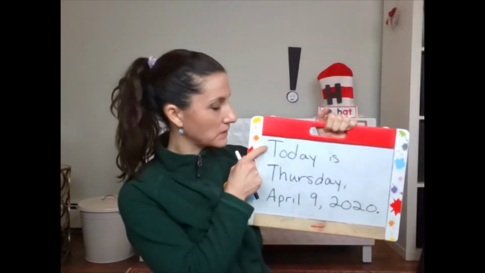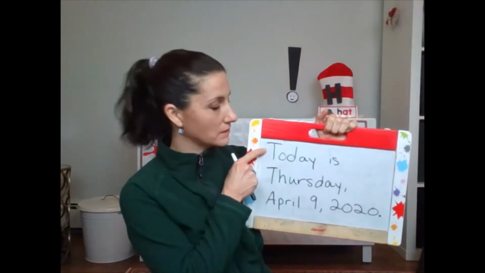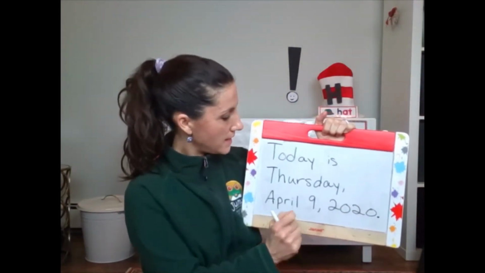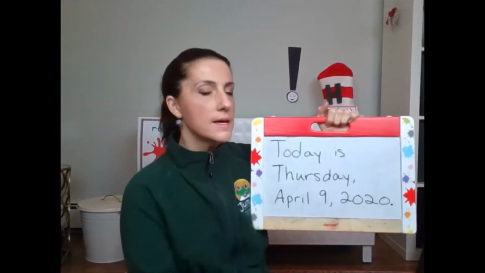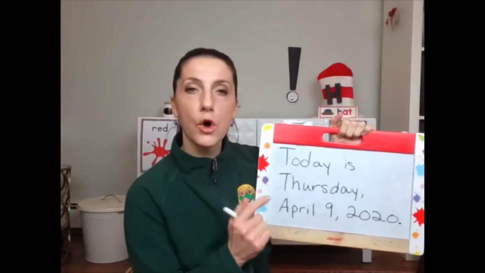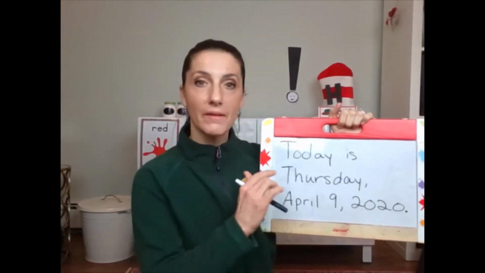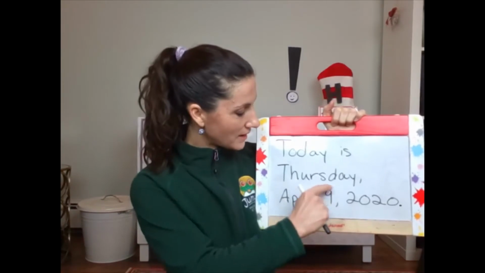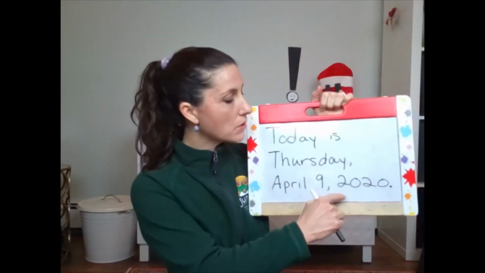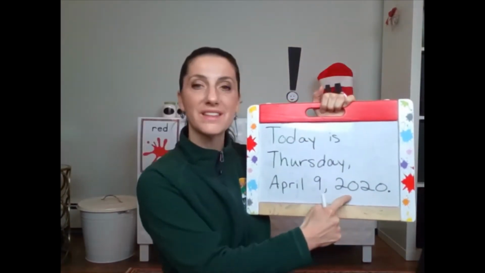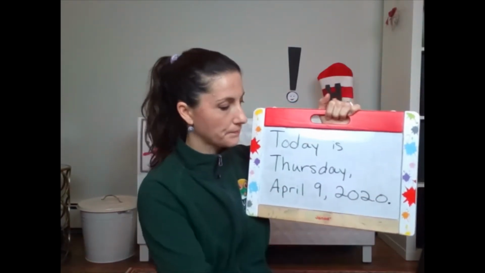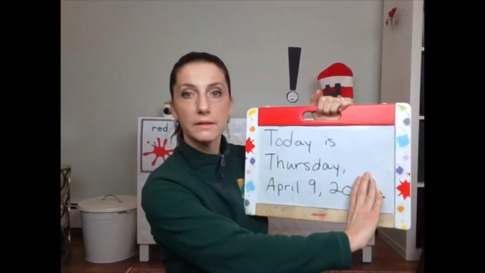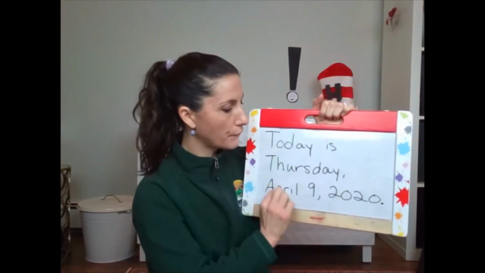Remember, capital letter for the T because it's the first word of a sentence, period at the end. And the other thing I wanted to tell you is if you are writing the long form of a date, meaning that you're spelling out the day and the month, you need to also write the long form of the year. So you can't just say Thursday, April 9th, 20. It doesn't work like that. If you're going to do the long form, the year has to be the long form as well.